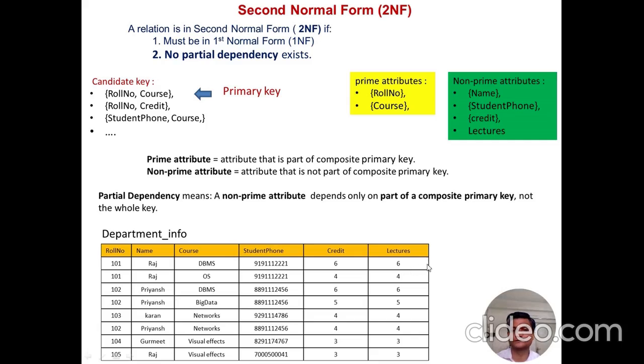To convert this table into the second normal form, we must remove partial dependencies by dividing the table into smaller relations, where each non-prime attribute fully depends on the whole primary key.